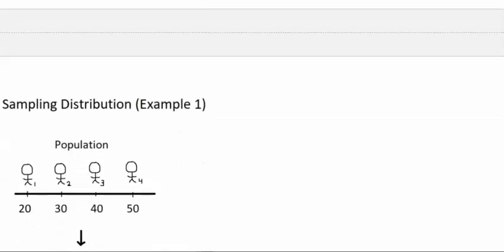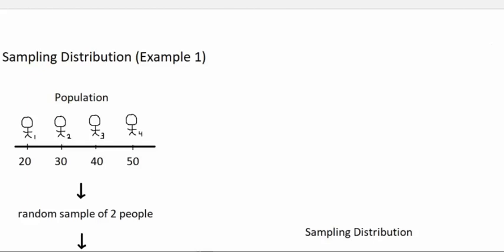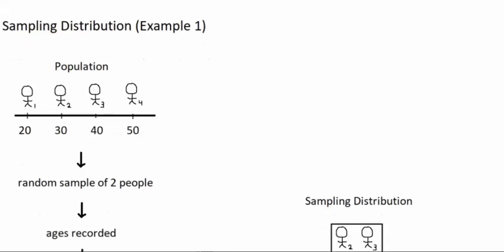So I created some visuals right here. This is our first example of a sampling distribution. Remember I said that a sampling distribution is a distribution of possible samples in a random sampling situation. Right here we have an imaginary population of 4 people. Each person has his or her own age. We have a 20-year-old, a 30-year-old, a 40-year-old, and a 50-year-old.